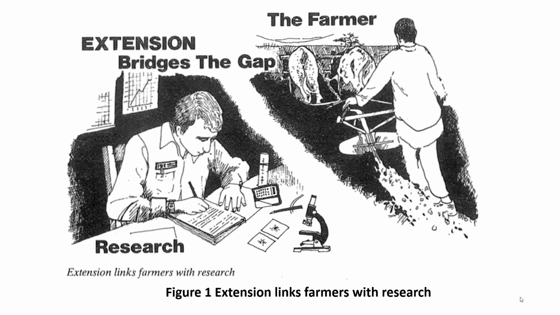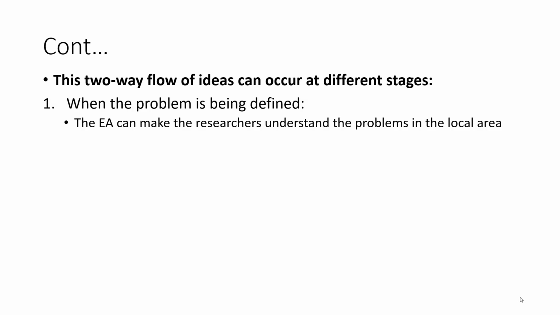Figure 1 shows how an extension agent acts as a bridge between the farmer and the researcher. This two-way flow of ideas can occur at different stages. 1. When the problem is being defined.